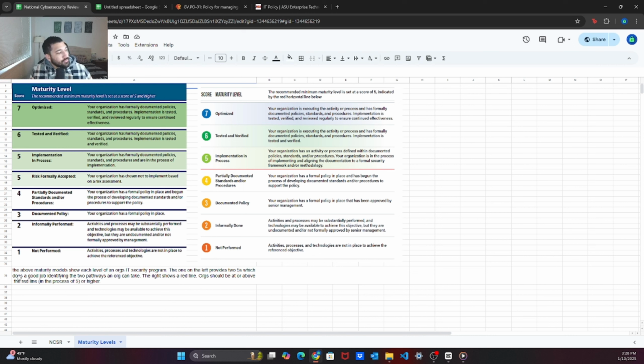Down below, I state that the above maturity models show each level of an org's IT security program. The one on the left provides two 5s, which does a good job identifying the two pathways an org can take. The right shows a red line. Orgs should be at or above the red line or higher.